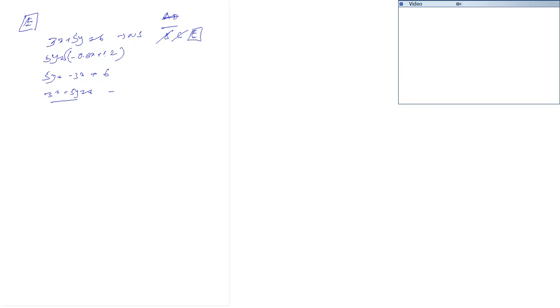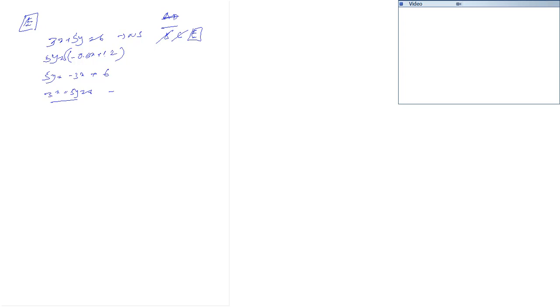Zero. Zero is the answer. What did you guys do? Did you substitute, or did you simplify the given expression? I just cross multiplied the given expression and I got the answer. Yes, the given expression should be cross multiplied, it should be simplified.